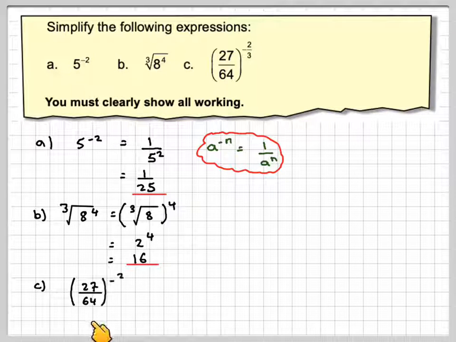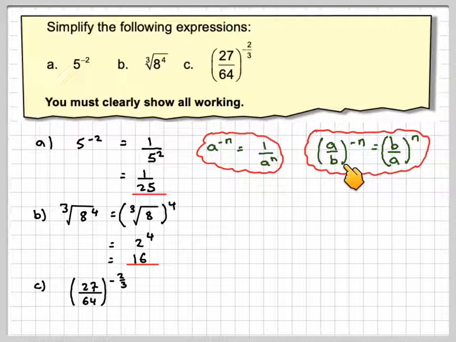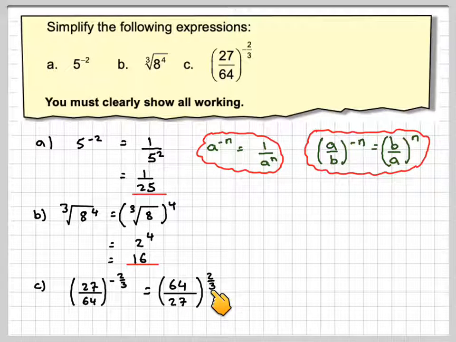Part C, we've got 27 over 64 to the minus 2/3. Well, the minus sign on a fraction, when you've got a over b to the minus n, means to make b the numerator and a the denominator, i.e. flip the fraction and make the power positive. So this will become 64 over 27 to the plus 2/3. So you flip the fraction.